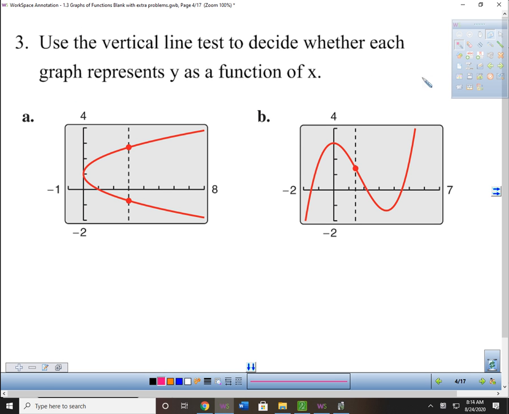All right. Use the vertical line test to decide whether each graph represents y as a function of x. In other words, if I look at this, if I draw a vertical line, I'm going to hit at 2 spots, correct? That's a big no-no. So this one is no. But if you look at this graph, it doesn't matter where I draw a vertical line. I'm only going to hit this graph one time each time. So this one is yes.